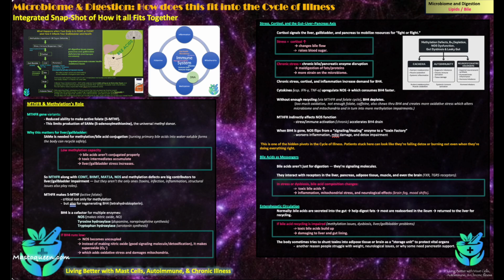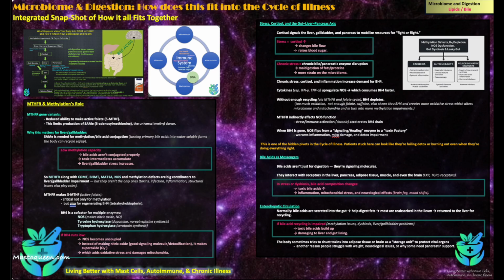Alright, so MTHFR is already hampering your methylation. Let's look at the box on the left that says low methylation capacity. This is going to affect your bile acids, and they're not going to work properly. And in turn, toxic intermediates are going to accumulate. So toxins are accumulating in your body. And then in turn, this is going to put more stress on your liver and on your gallbladder.